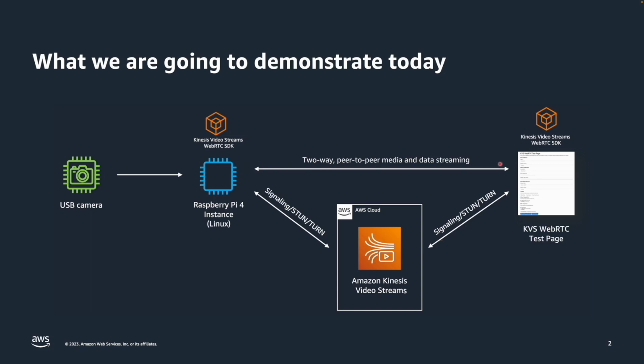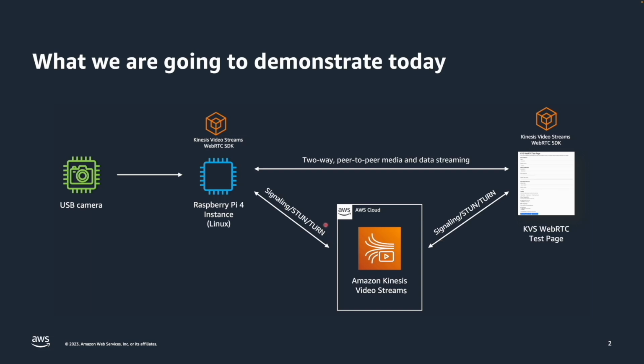On the other side, we will be having the Kinesis Video Stream WebRTC test page, which also has the Kinesis Video Stream WebRTC SDK embedded, and will act as the viewer client. For the two clients to be able to communicate and send each other data streams in terms of audio and video, they will first need to communicate relying on a signaling, a STUN, and a TURN capability.